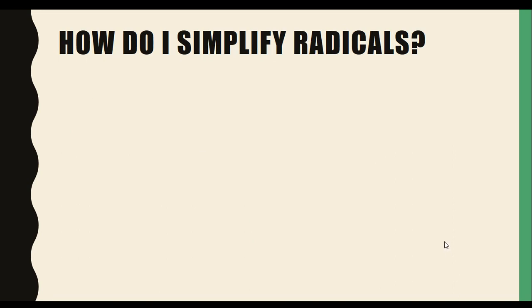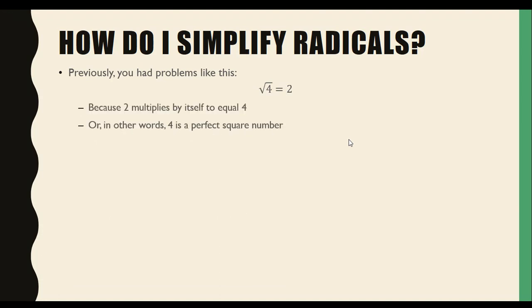Okay, so how do I simplify radicals? Previously you've had problems like this where you have the square root of a perfect square number. So the square root of 4 is 2 because 2 times 2 is equal to 4. 4 is a perfect square number. But now you're dealing with scenarios like this where you have the square root of 8, for example. 8 is not a perfect square number.